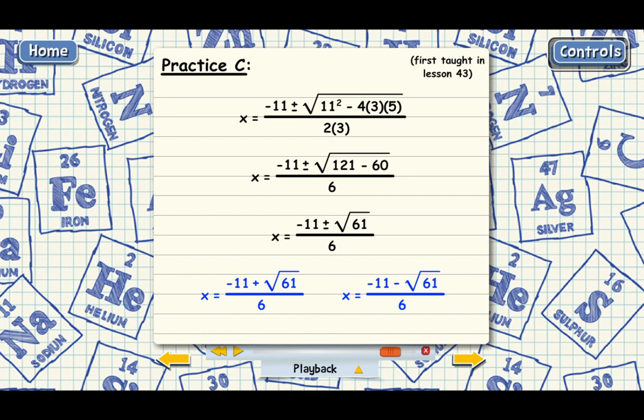We could estimate them by punching them into a calculator, but these are the simplest way they can be written and still be exact, and they're the answers to practice C.